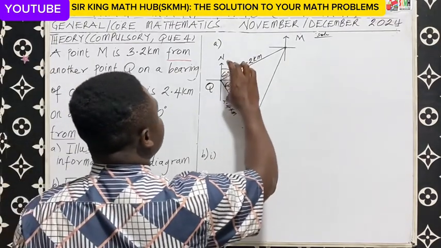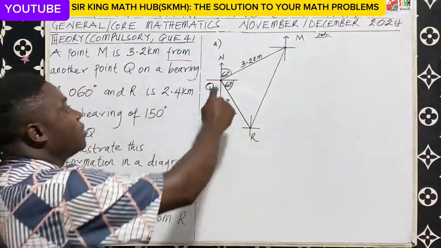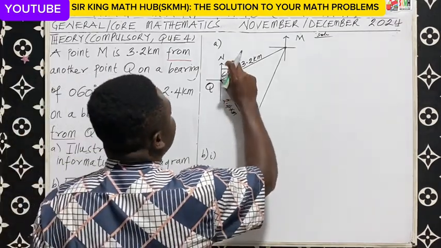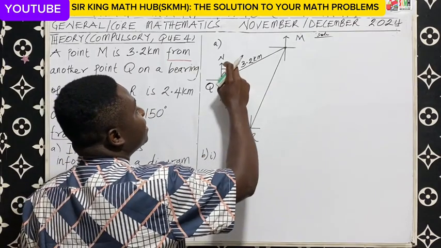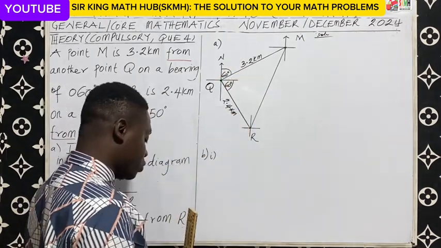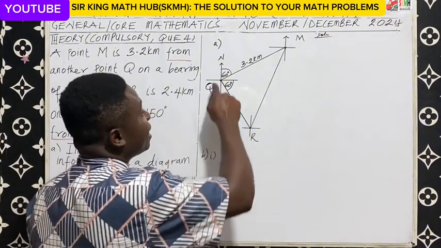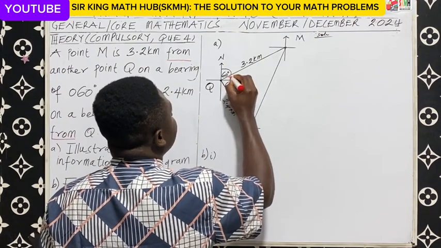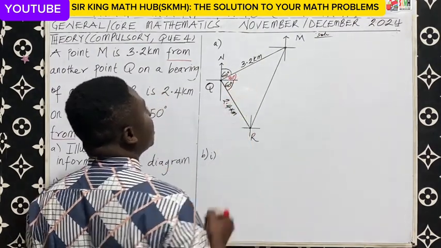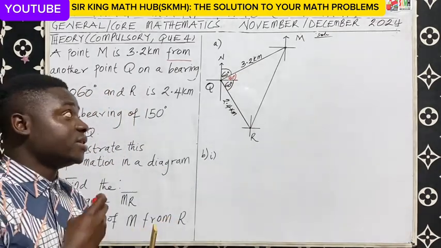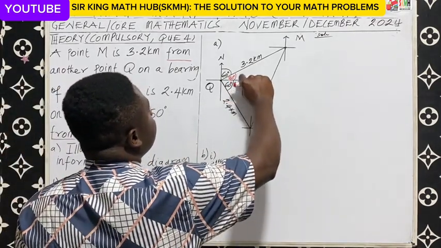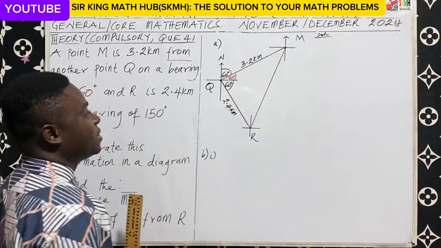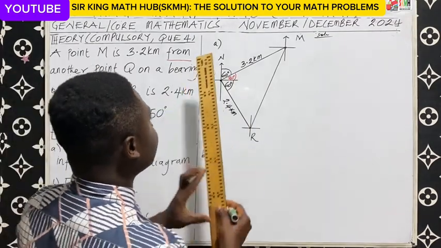Now, let's look at something here. You know that this is a quadrant, and the total measure of a quadrant is 90 degrees. So if one part measures 60 degrees, then the remaining part will measure 30 degrees. Don't forget that the quadrant has been divided into 2. So what is the sum of the interior angle at this point Q? It's 30 plus 60. This should give us 90 degrees.